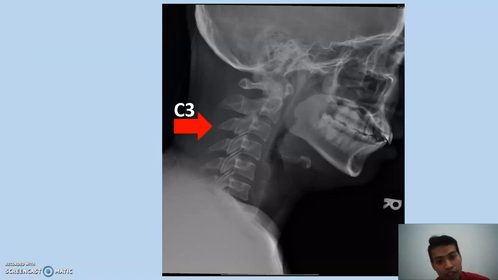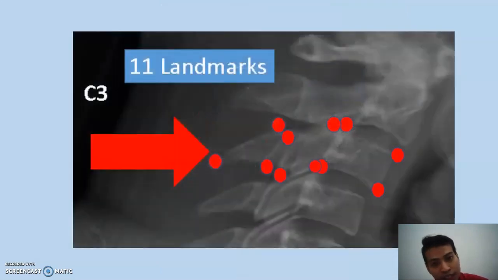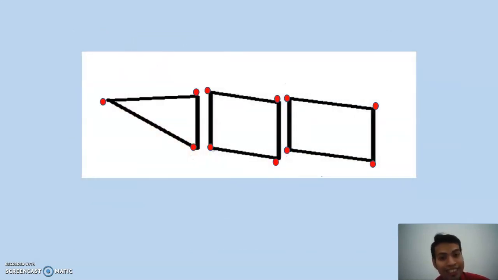We focus on the third cervical vertebra. 11 landmarks were put on the selected points of the vertebra by software, namely TPS Dig2 software. As we can see from this figure, these landmarks or points outline the periphery of the bone, covering the bone shape as a whole, producing new geometric information of the third cervical vertebra shape that will be used for further analysis.